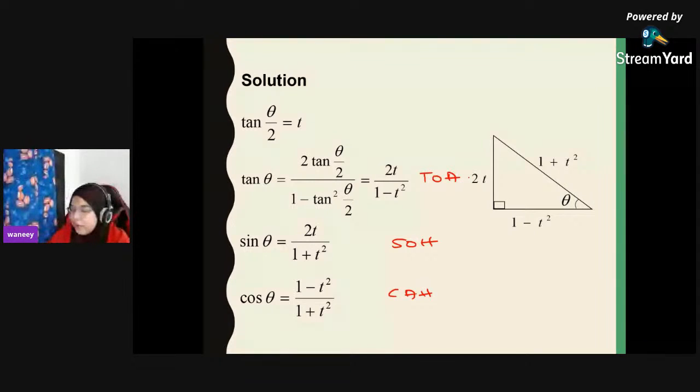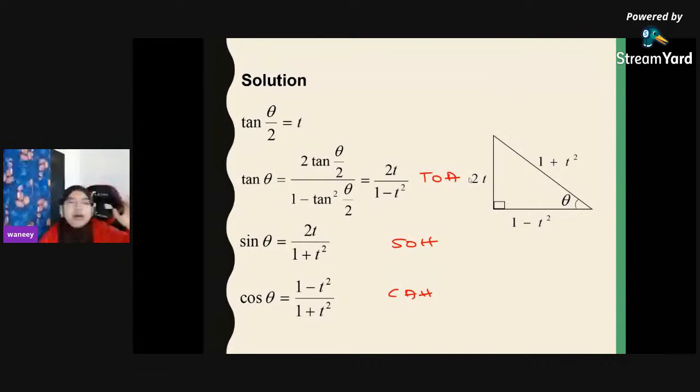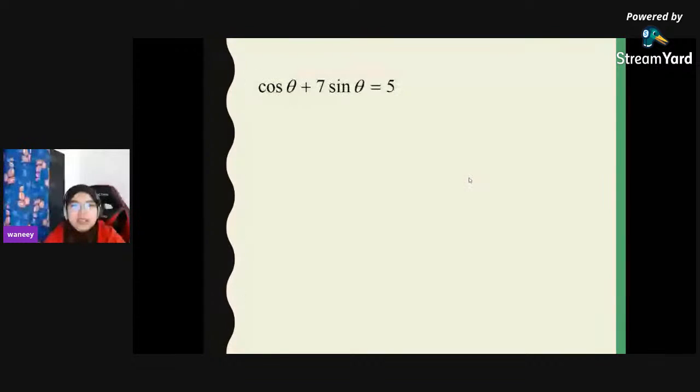Okay, done with that. Let us proceed with the next one. I already changed sine theta in terms of t, and cos theta in terms of t as well. So let us substitute the sine theta and cos theta into the question. Back to the question: cos theta plus 7 sine theta equal to 5. Now we substitute cos theta in terms of t and sine theta in terms of t as well.